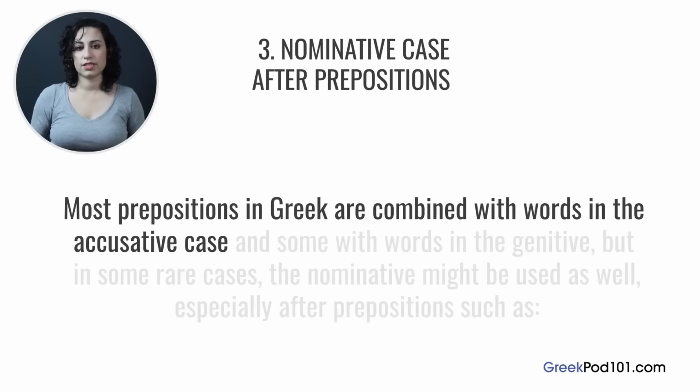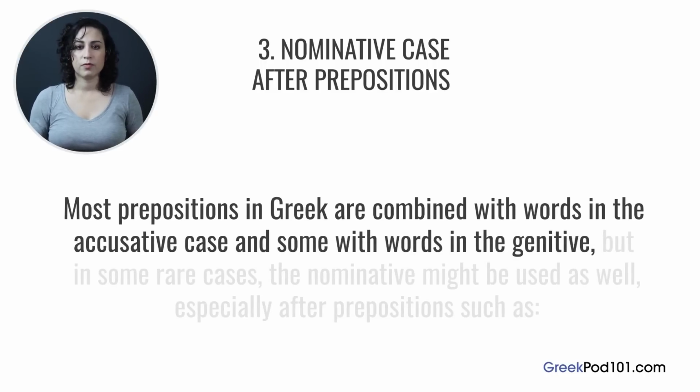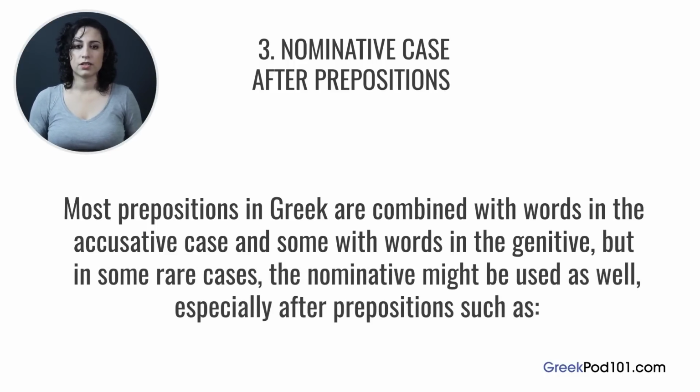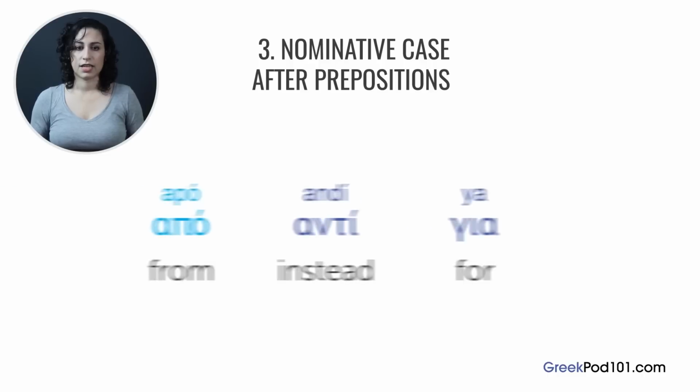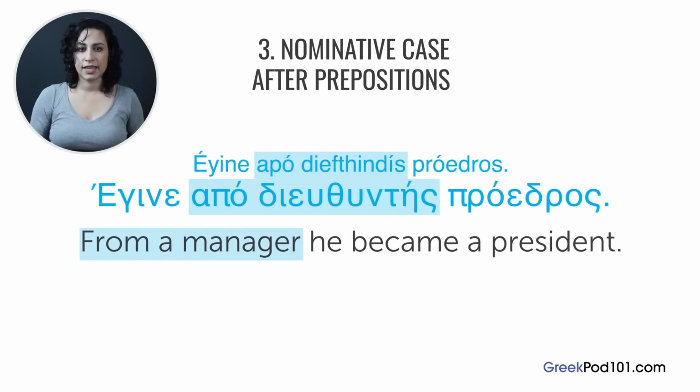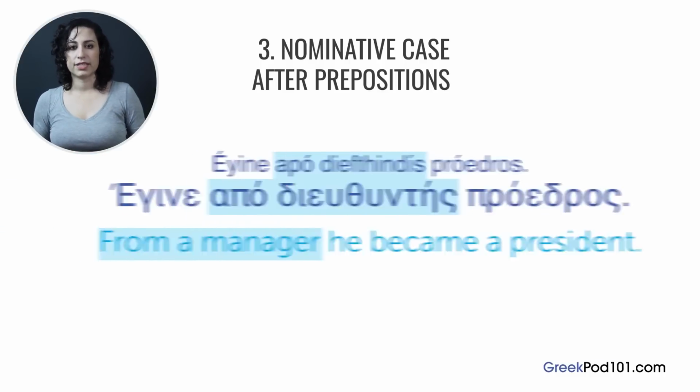Finally, we have the nominative case after prepositions. Most prepositions in Greek are combined with words in the accusative case and some with words in the genitive, but in some rare cases, the nominative might be used as well, especially after prepositions such as από, from, αντί, instead, and για, for. For example, έγινε από διευθυντής πρόεδρος. From a manager, he became a president.